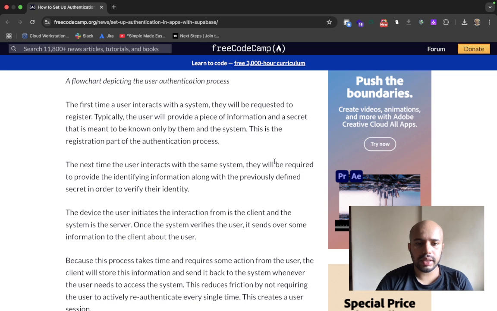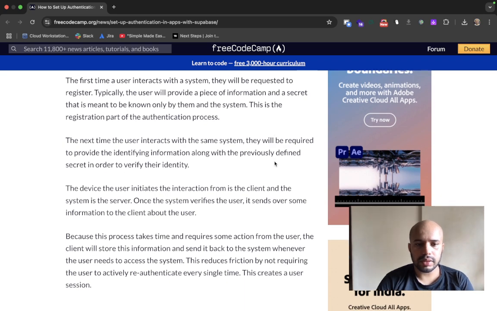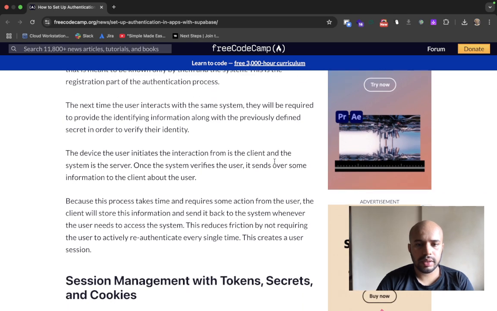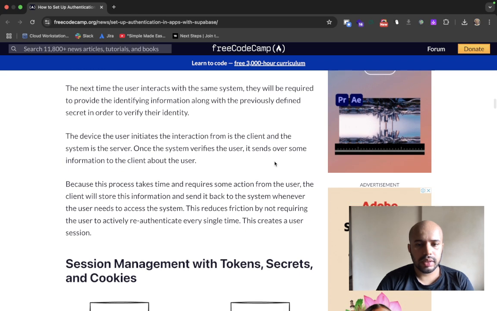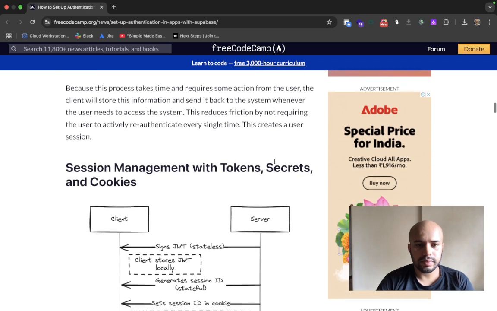The device that the user initiates the interaction from is the client and the system is the server. Once the system verifies the user, it sends over some information to the client about the user. Because this process takes time and requires some action from the user, the client will store this information and send it back to the system whenever the user needs to access the system. This reduces friction by not requiring the user to actively authenticate every single time. This creates a user session.